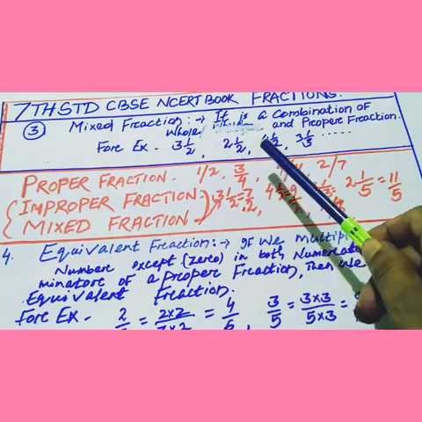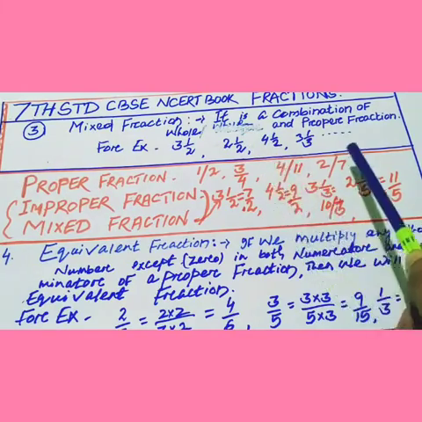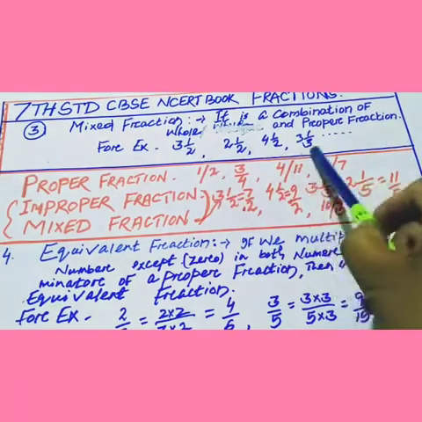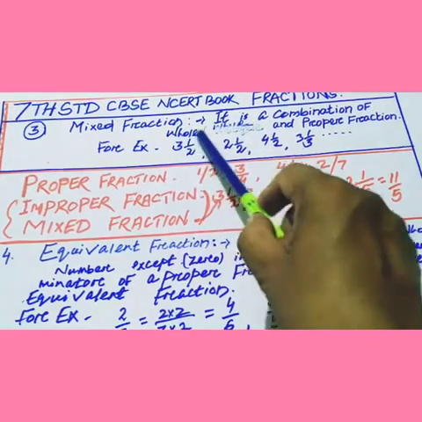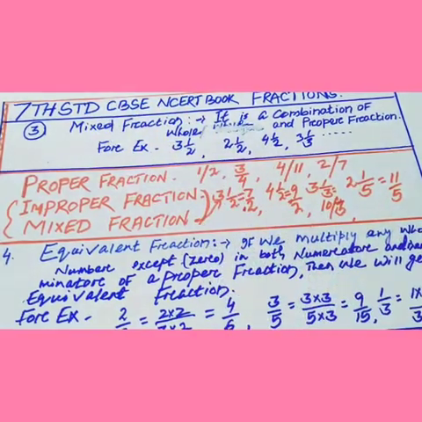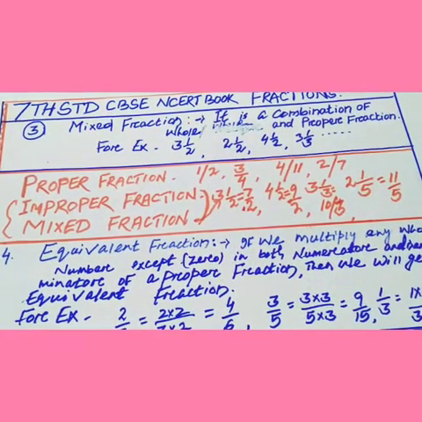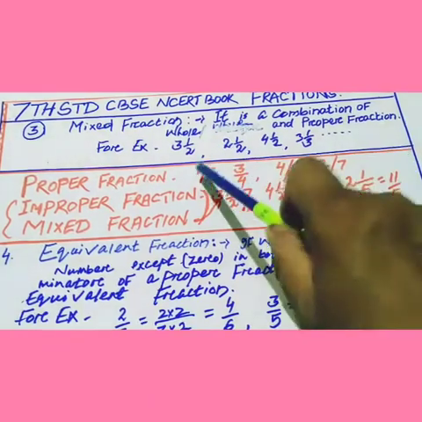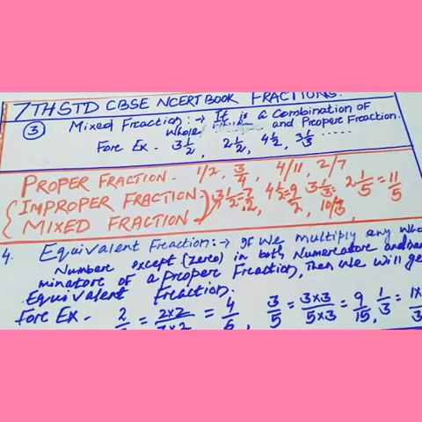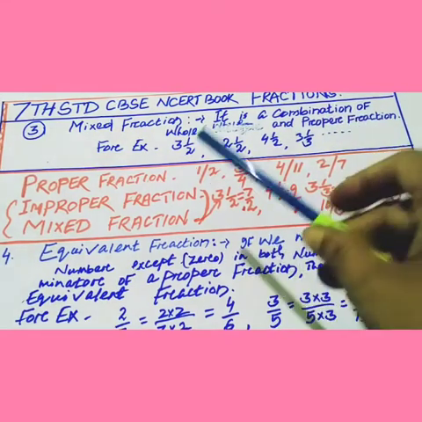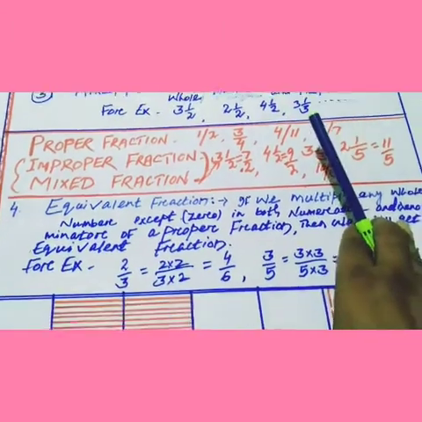So mixed function is a combination of a whole and a proper function. It can be converted to improper function, and improper function can be converted or written to mixed function. So mixed function and improper functions are correlated. That means mixed function can be written as improper function and improper function can be written as mixed function. Then we will go to equivalent function.